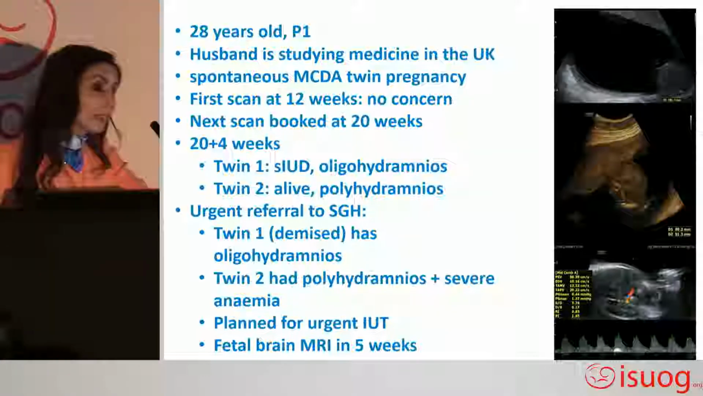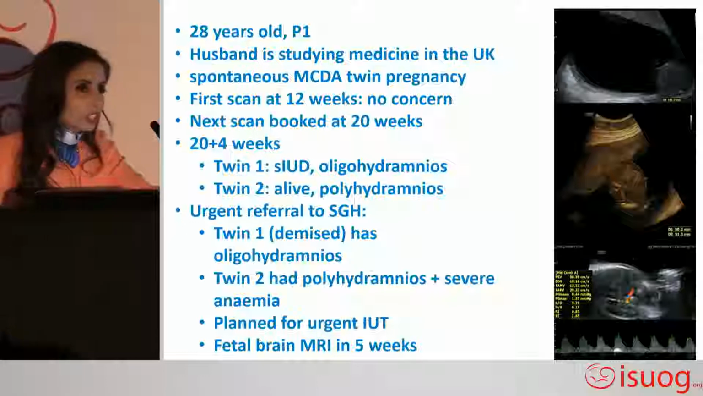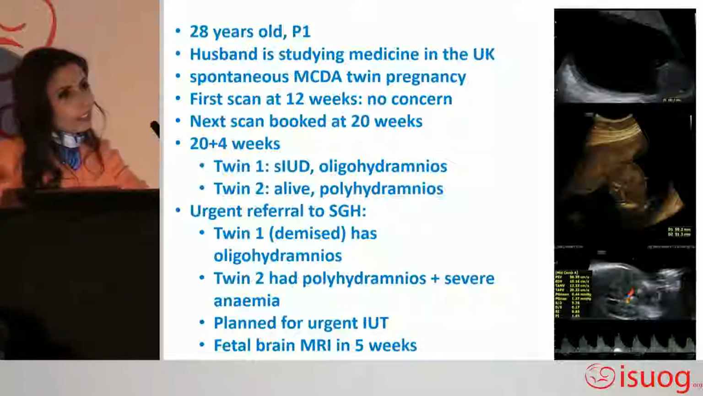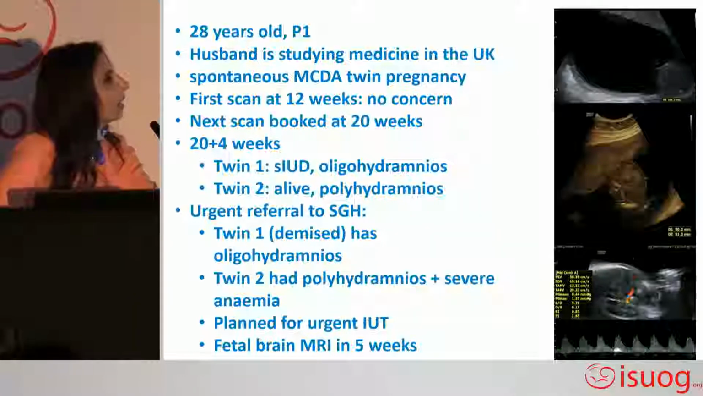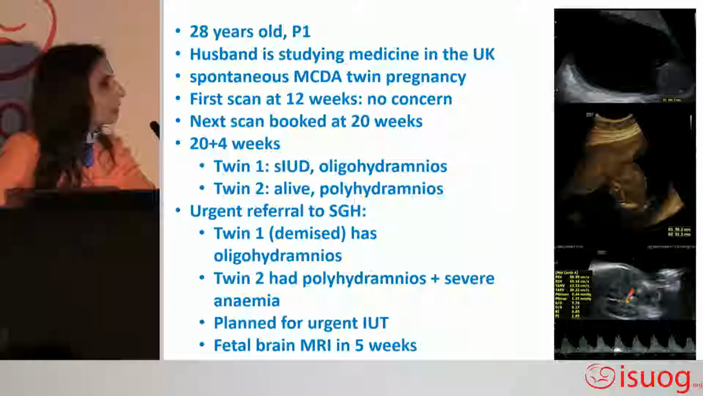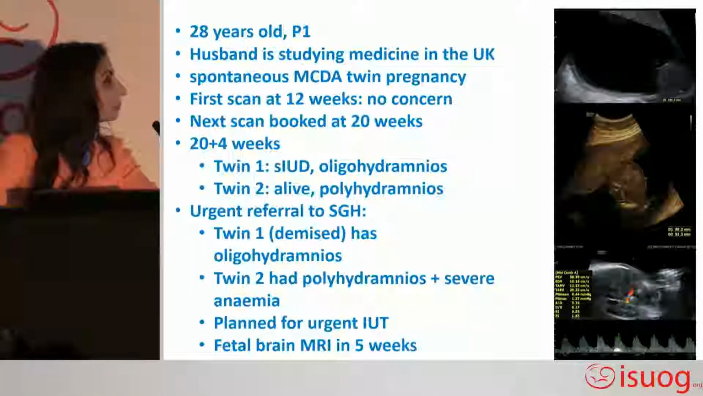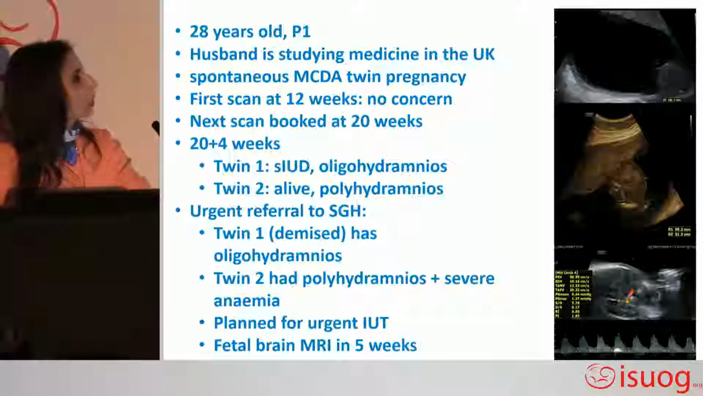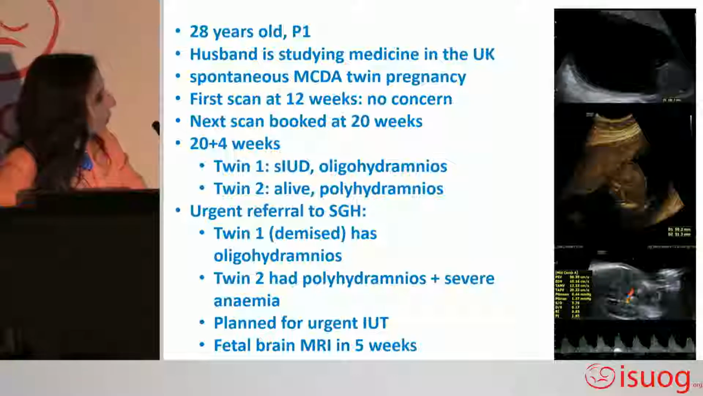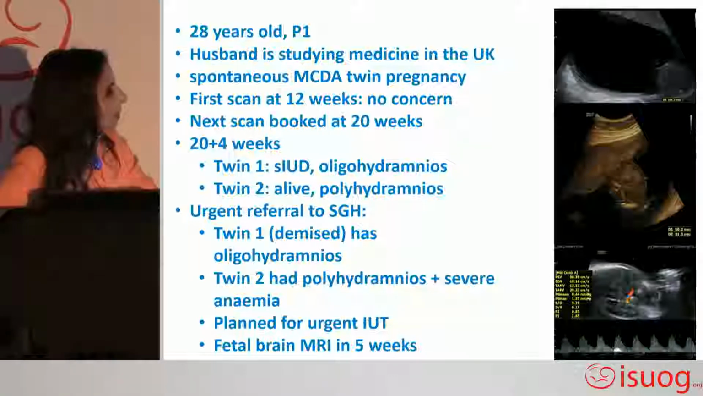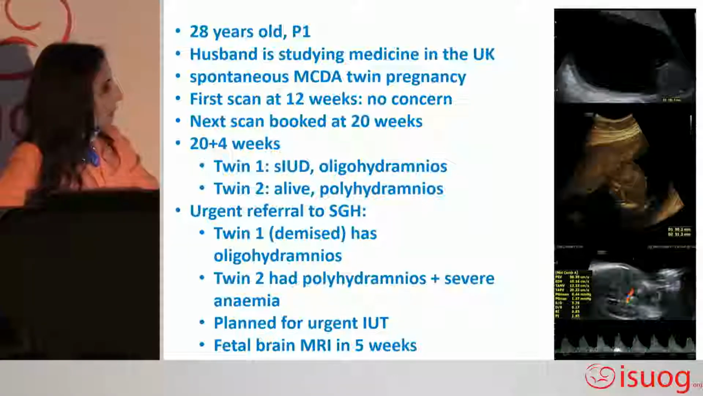Anyway, so she went to her anomaly scan at 20 weeks, and she didn't question it because in the last pregnancy she had the same, and that was fine. So twin one had a single intrauterine demise, with oligohydramnios and a stuck twin, and the other baby, twin two, was alive and had polyhydramnios. So this woman obviously was referred urgently to St. George's Hospital where I work, and we confirmed that twin one was demised with oligohydramnios, and twin two had polyhydramnios.